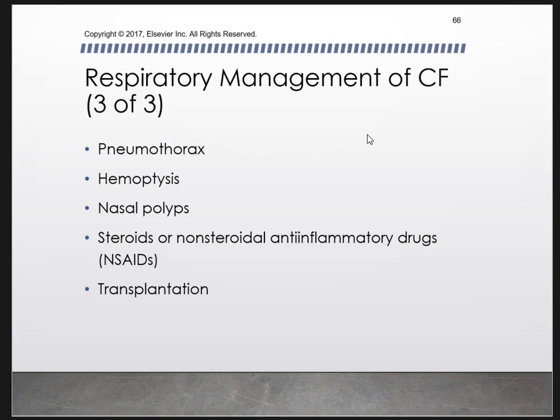Things that we're working with, pneumothorax is common. We want to prevent that from happening. NSAIDs, obviously, right? Reducing the inflammation, trying to create as much space as possible in those airways. And then I mentioned transplant previously.